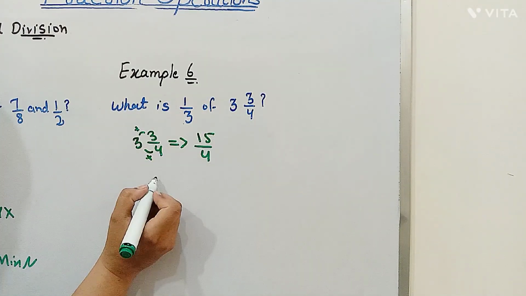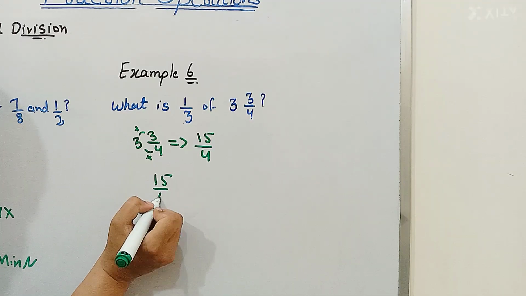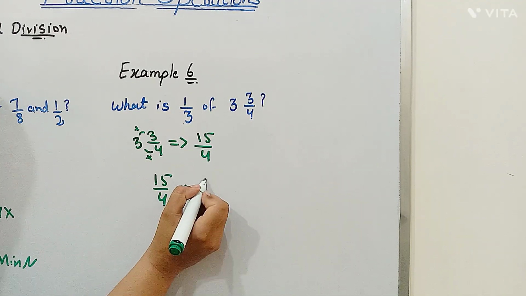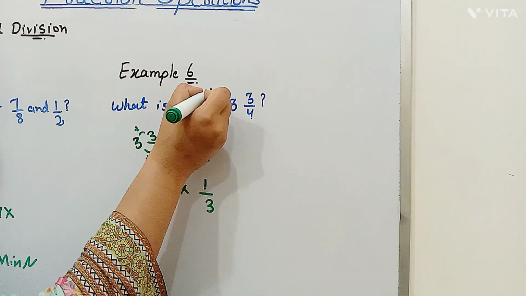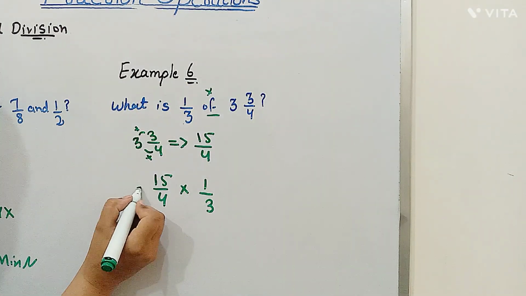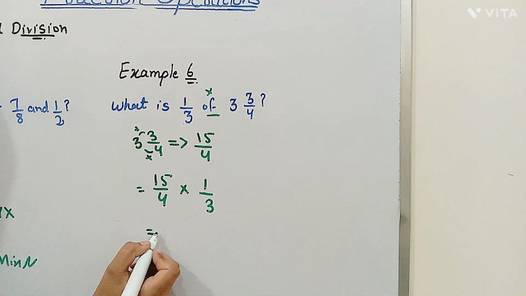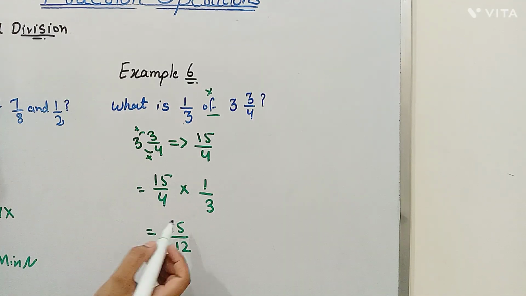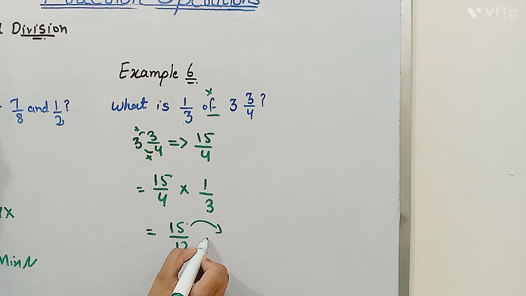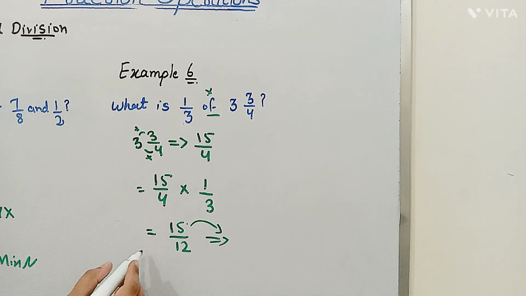Now, they said what is 1 by 3 of 3 3 by 4. So, 15 over 4 multiplied by 1 over 3. Of shows multiplication. So 15 multiplied with 1 is 15. 4 threes are 12. But this is not my final answer, because the numerator is greater than the denominator, so it can be converted into a mixed fraction.